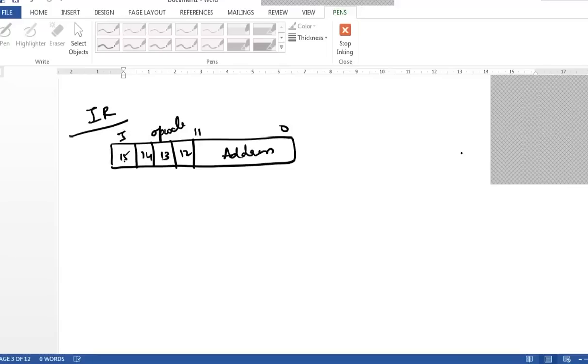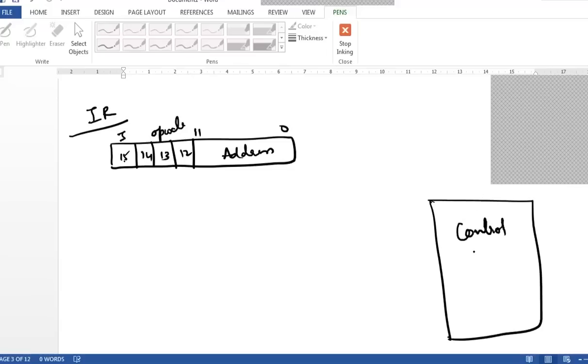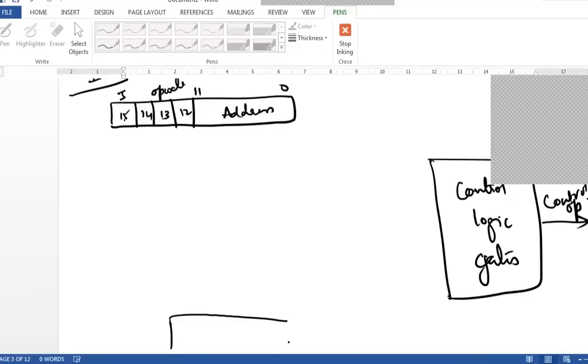First of all, we will need control logic gates. We are designing a control unit, so we will need control logic gates, to which we will provide some control input, and accordingly it will generate control output. For this we will need a 4-bit sequence counter. What is this sequence counter? We will need a counter which helps us generate the timing signals. This is time 0, this is time 1, this is time 2. So automatically the timing signals should increment.